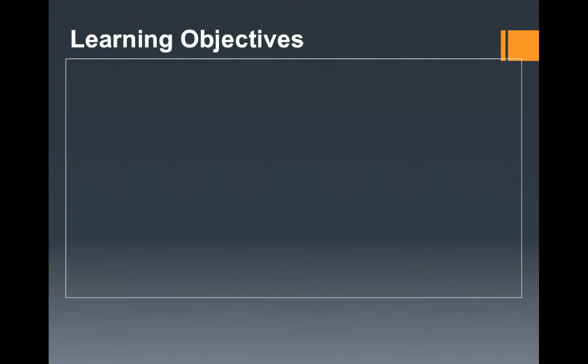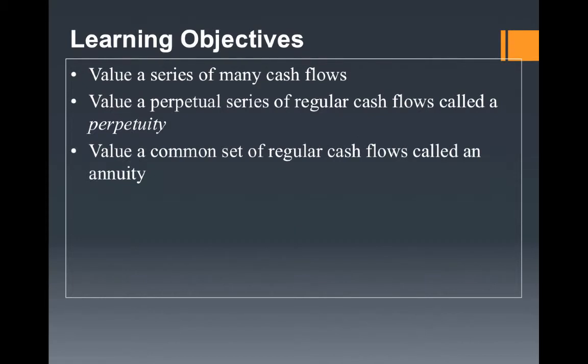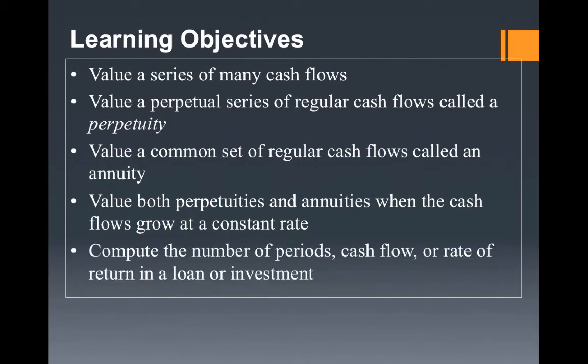So these are the learning objectives. When you're done listening to these videos, going to class, reading the chapter, doing your homework and the quizzes, you will know how to value a series of many cash flows, whether they're even or uneven, and value a perpetual series of regular cash flows called a perpetuity. You're going to be able to value a common set of regular cash flows called an annuity. And when those cash flows grow at a constant rate, you're going to be able to value the perpetuities and annuities and compute the number of periods, cash flow, and rate of return on a loan or investment.